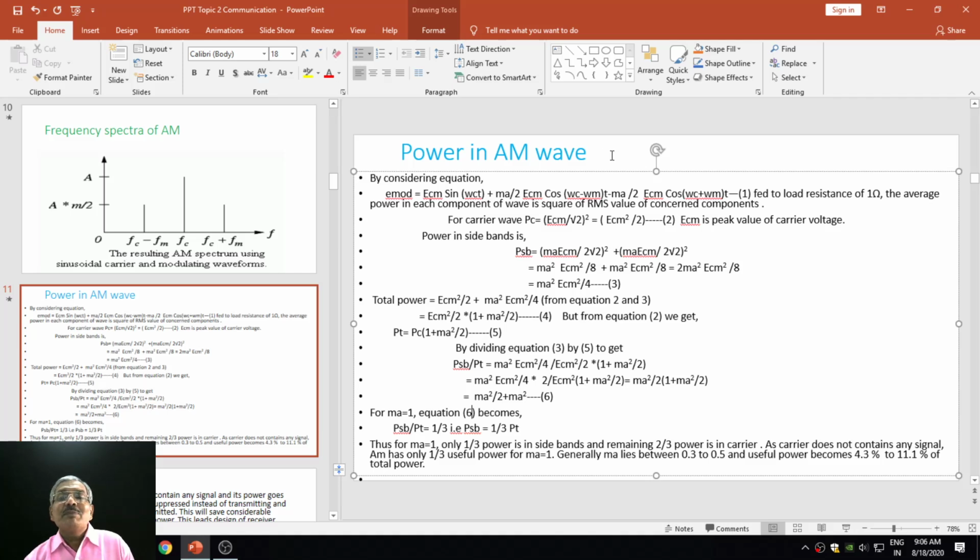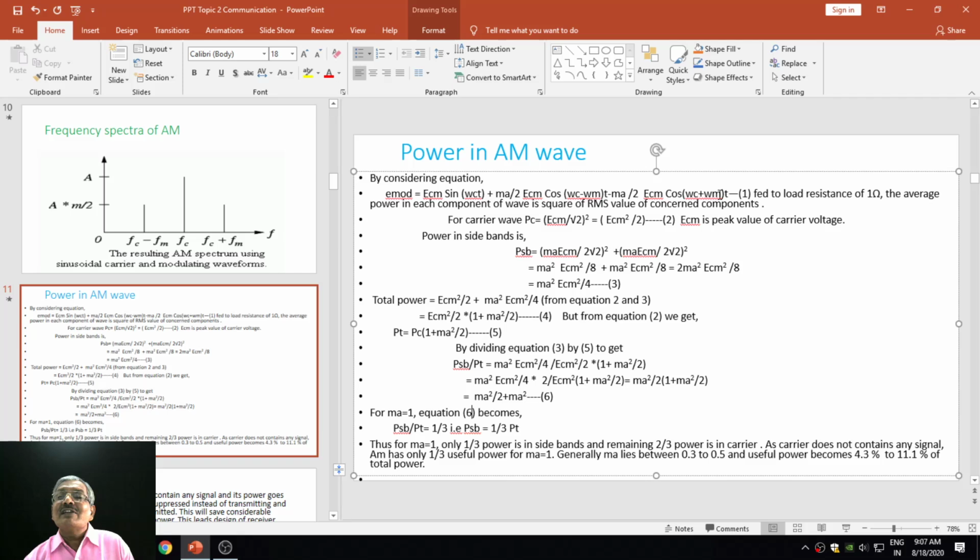For that purpose, consider the expanded equation of the modulated wave, represented as E mod is equal to ECM sine of omega c t plus MA into ECM upon 2 cos of (omega c minus omega m) into t minus MA into ECM upon 2 cos of (omega c plus omega m) into t, say equation number 1, which includes the three components. This one is the carrier wave component, this one is the lower sideband component, whereas this one is the upper sideband component.